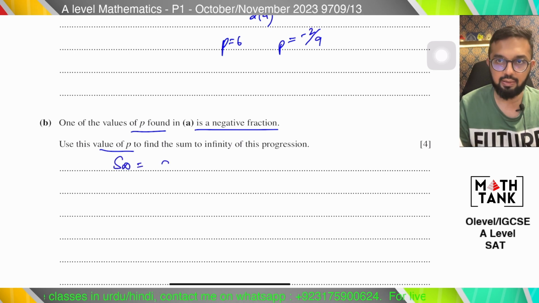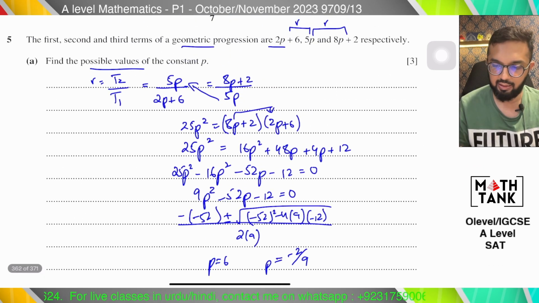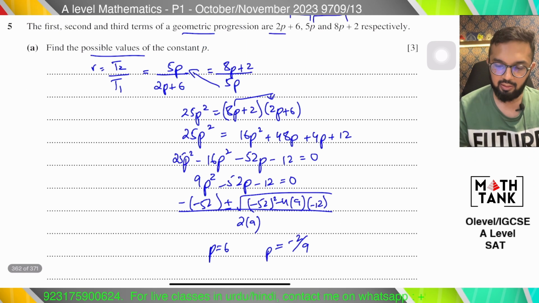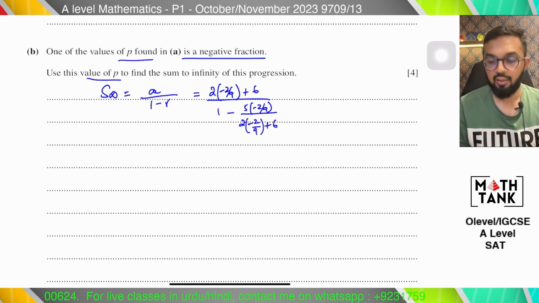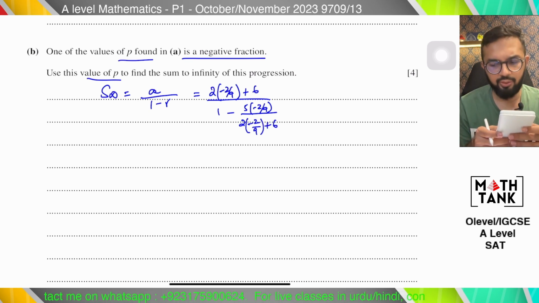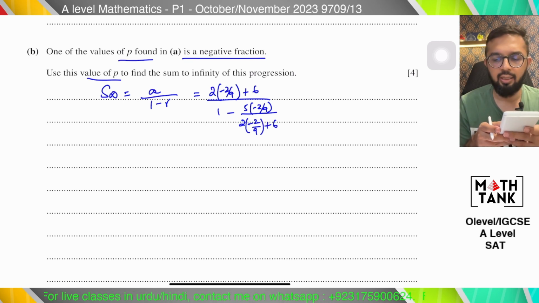So the sum to infinity is a over 1 minus r. Okay, how do I find the sum to infinity? I'm going to say that a is basically 2p plus 6. So 2 times minus 2 over 9 plus 6. And what is r? r is term 2 divided by term 1, so 5p divided by 2p plus 6, so 5 times minus 2 over 9 divided by 2 times minus 2 over 9 plus 6. I'm going to do that step by step. Don't rush through this. First calculate your r or the numerator first, and then see how your question is solving, and get me a final answer.